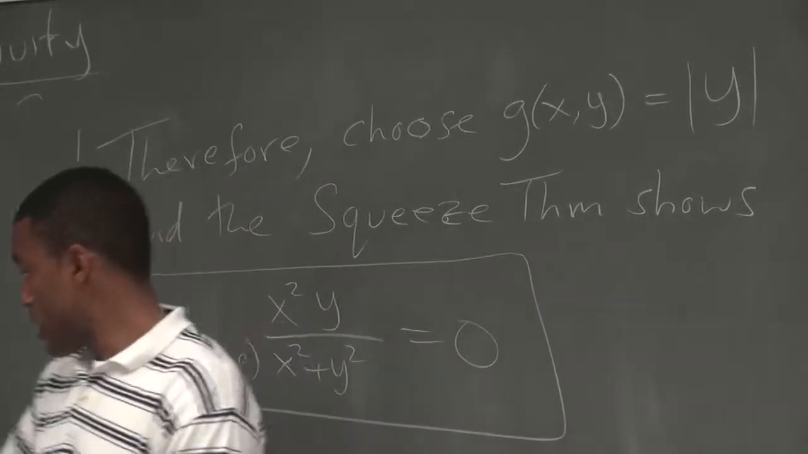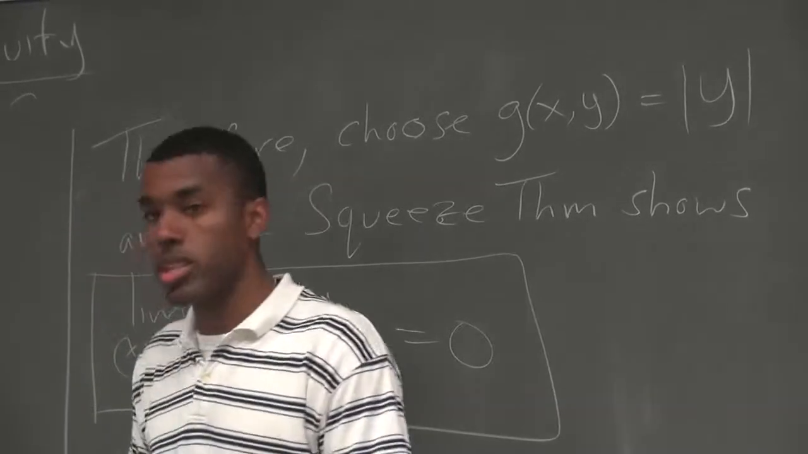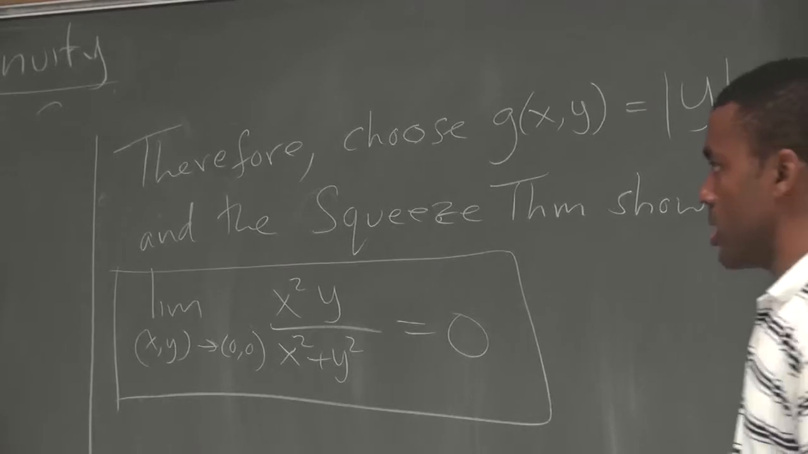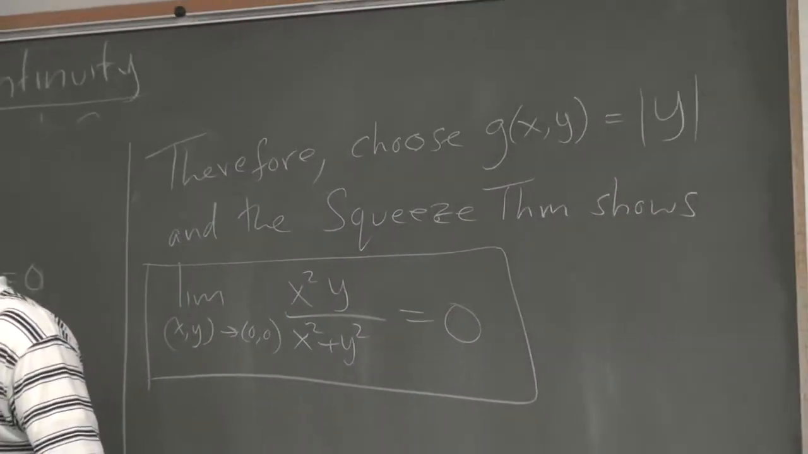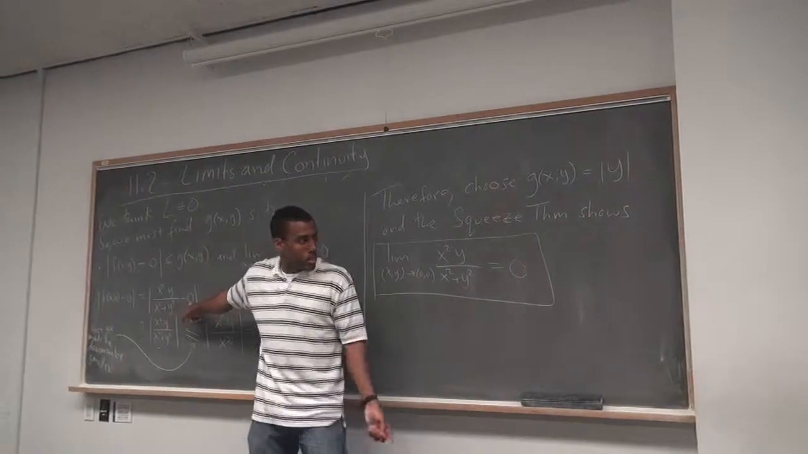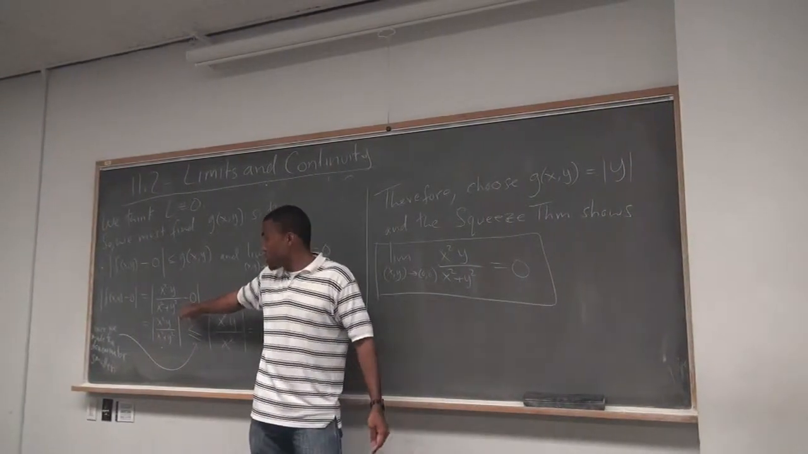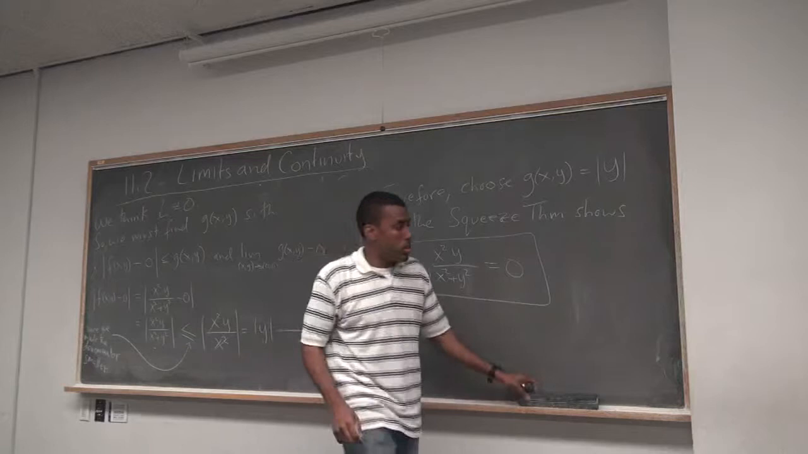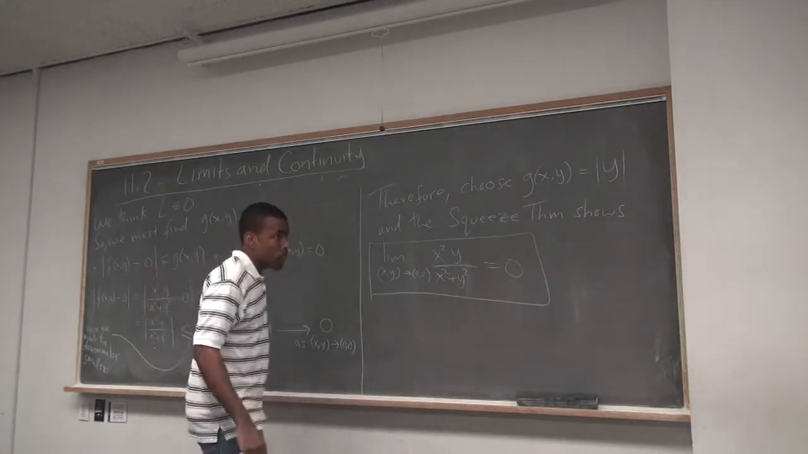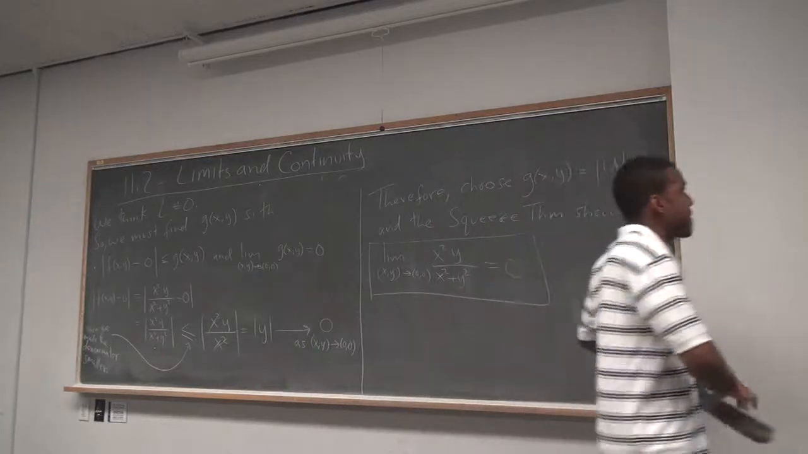All you have to do is find a function that's bigger than it, that goes to 0 as you approach the limit, and you prove that the limit is whatever you assume L is, right? If it wasn't 0 here, if I put a 5 here, then the limit would be 5. It's whatever number you put here. The proposed limit goes inside the brackets here. L is your proposed limit.